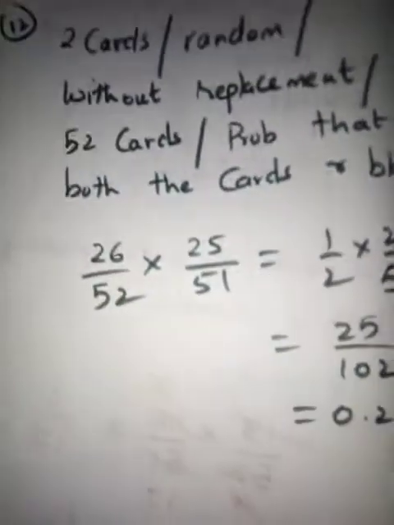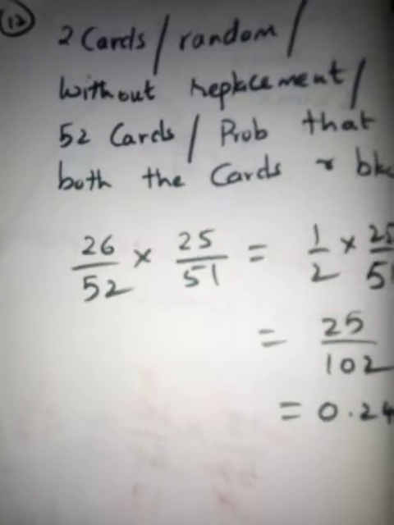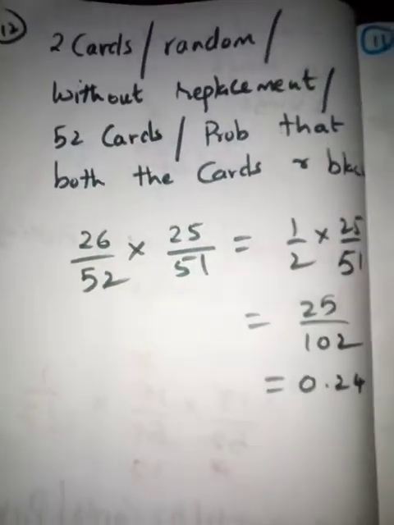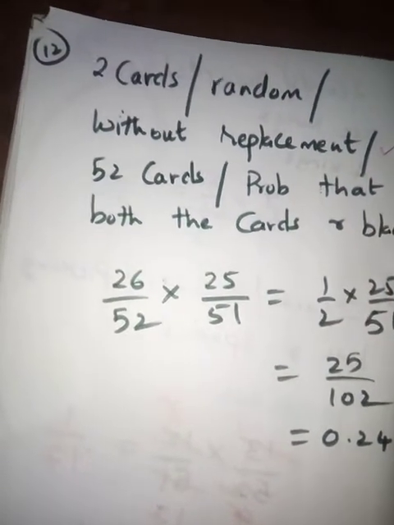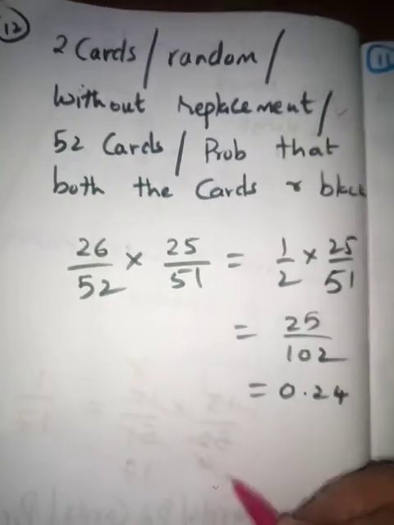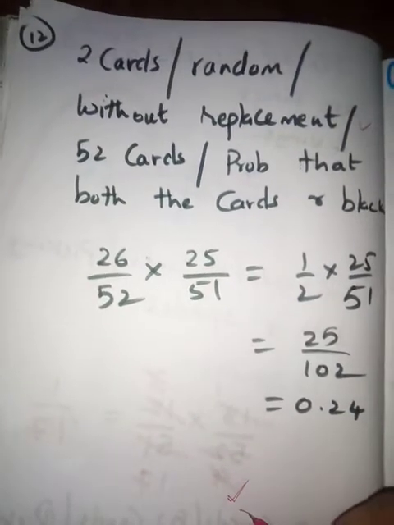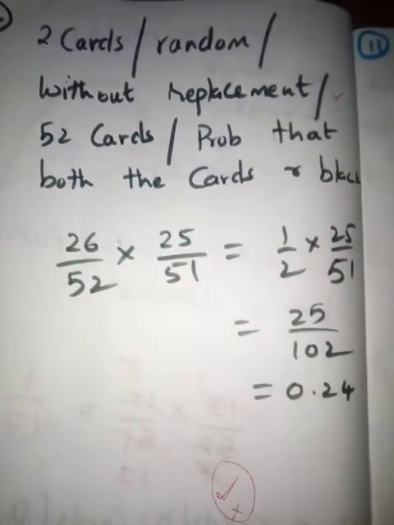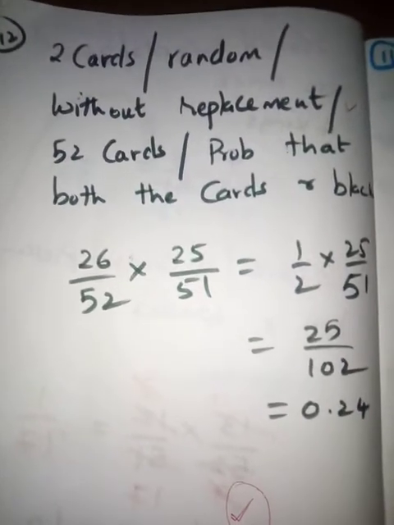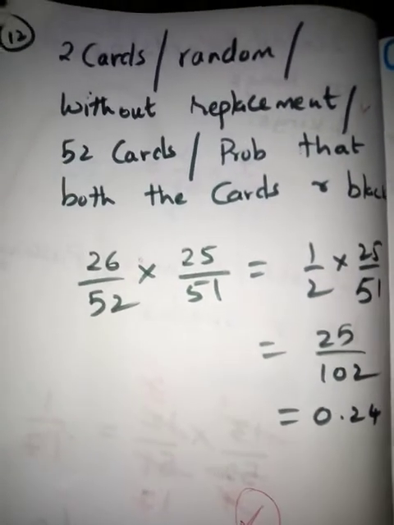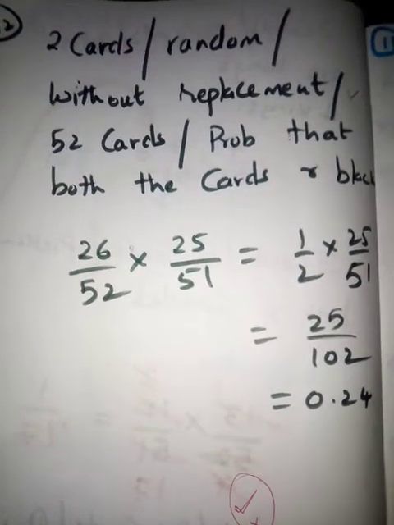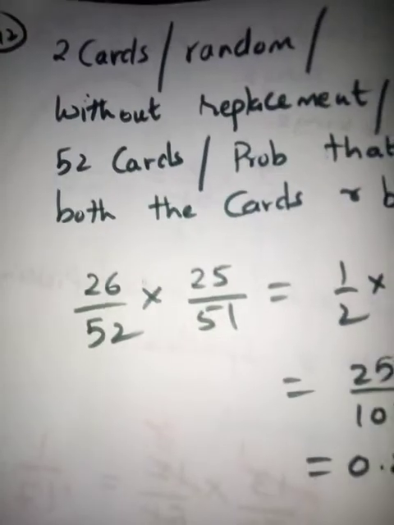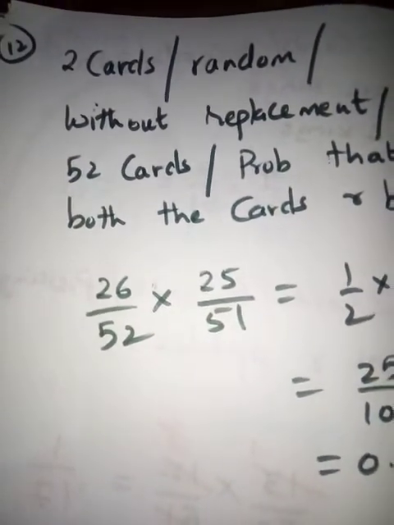This is the next question in cards. Two cards are drawn at random without replacement. This is one more model. Without replacement means once the card is taken out, it should not be placed back. So two cards are drawn at random from a completely shuffled deck of 52 cards, and once we take a card outside, we should not place it again.